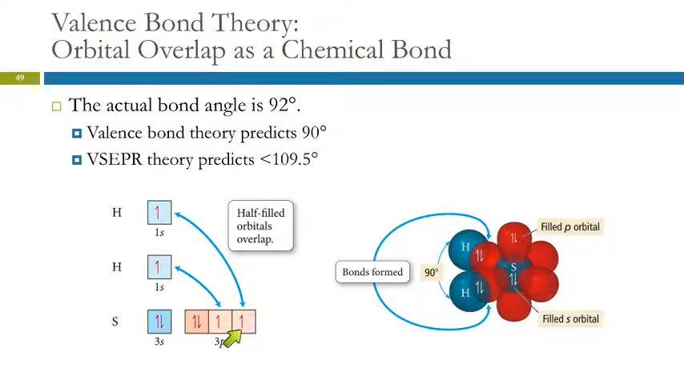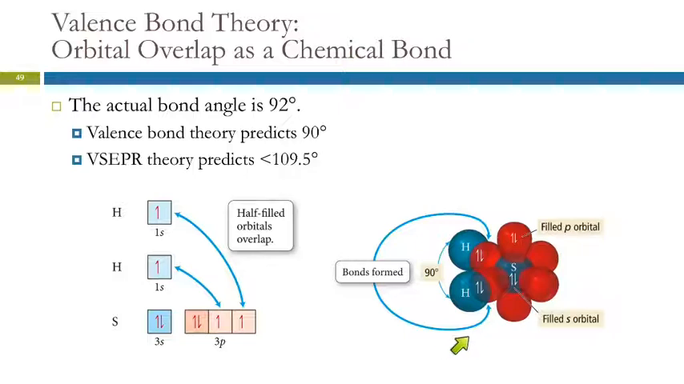So we're going to have two half-filled orbitals here, the 3p. So this 3p orbital could overlap with a half-filled orbital on hydrogen, the 1s. And those electrons can spin pair, and we can form a bond. This other half-filled p orbital can overlap with another hydrogen. The electrons spin pair, and we form a bond.